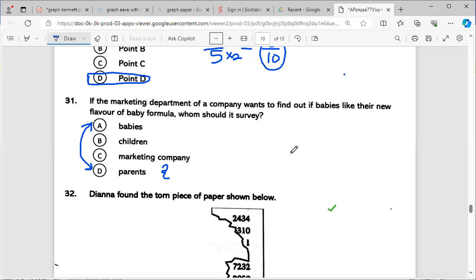It would make no sense if the parents taste it, because if babies can taste it, why would the parents want to taste it? Because they want to find out if the babies like it, not the parents. Yes, exactly. Kayla and Abby, sir, what are you guys doing?